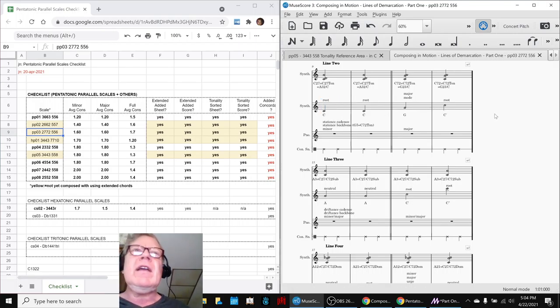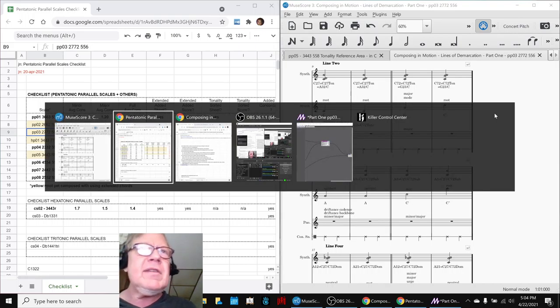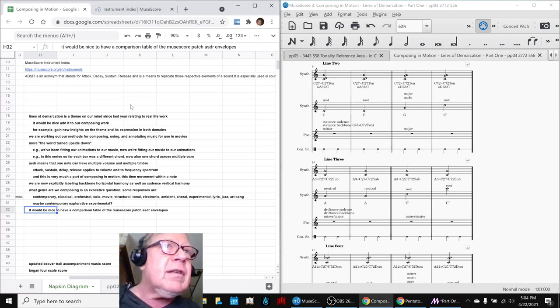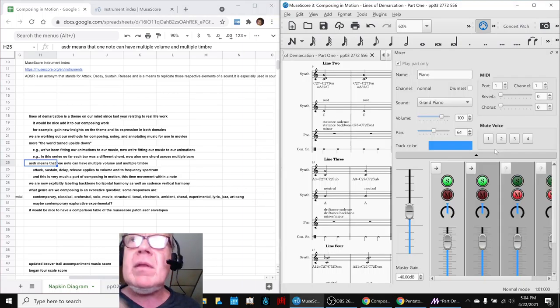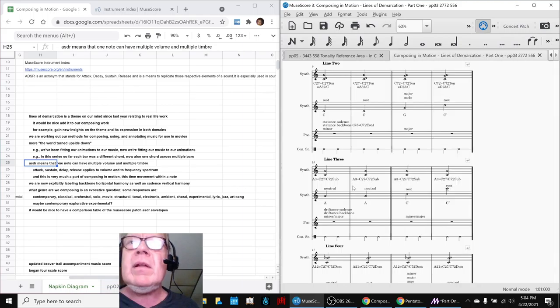Anyway, that's why we're so interested in attack, sustain, delay, release envelopes, because not only are we changing across the entire piece of music, we had a great way of saying that. The ADSR means that one note by itself can have multiple volumes. So this C note, I'm going to solo it again. The C has a low and a high volume.